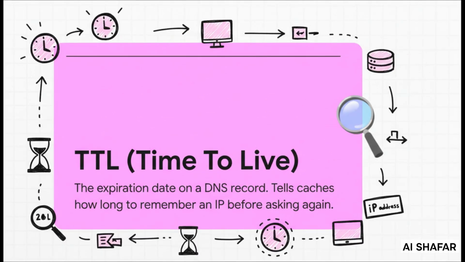Hey, remember how your browser checks its cache first to speed things up? The TTL, or time to live, is what makes that possible. It's basically an expiration date stamped on a DNS record. It tells your browser how long it should remember an IP address before it has to go through that whole lookup process again. This one little setting is a huge reason your daily browsing feels so snappy.